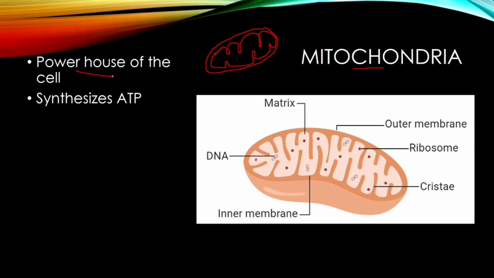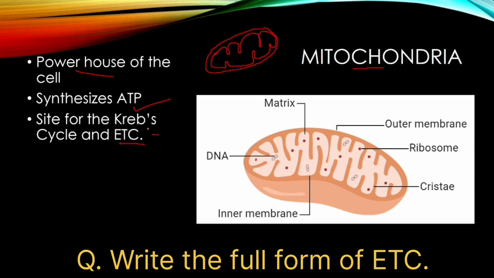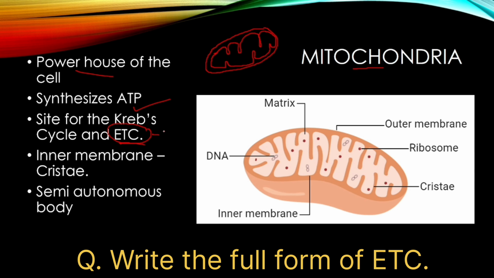Now, powerhouse of the cell is another name given to the mitochondria. But where function is concerned, you need to write synthesizes ATP. It is site of Krebs cycle and electron transport chain. Details we'll be studying in the next chapter, that is chapter 7. Your question is, write the full form of ETC. What is the full form of ETC? In the comment section. The inner membrane of mitochondria is called cristae. It is a semi-autonomous body.